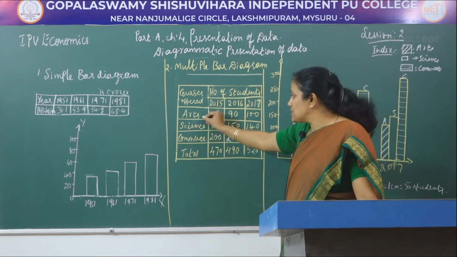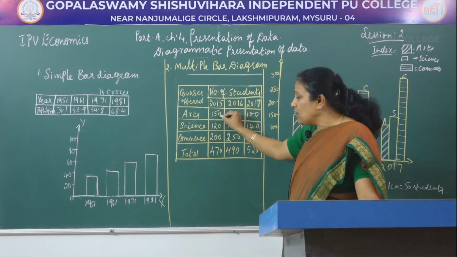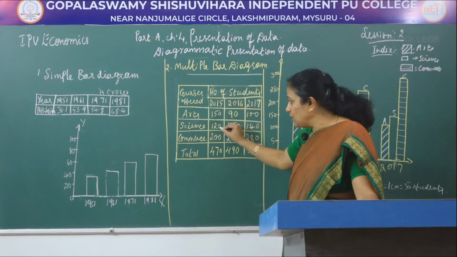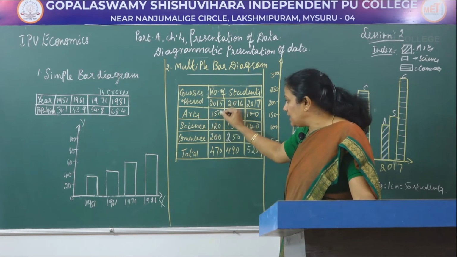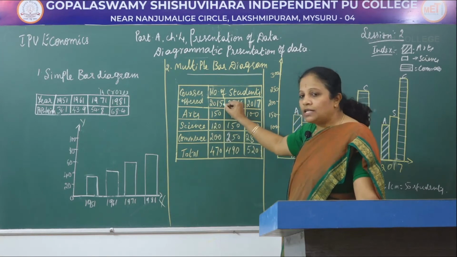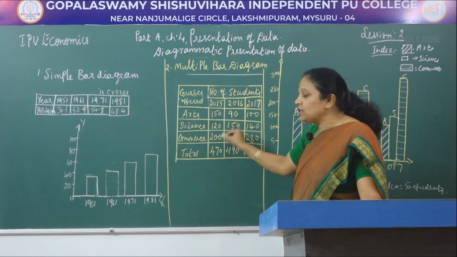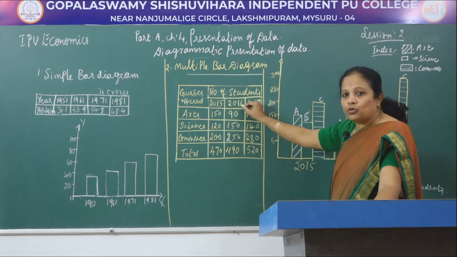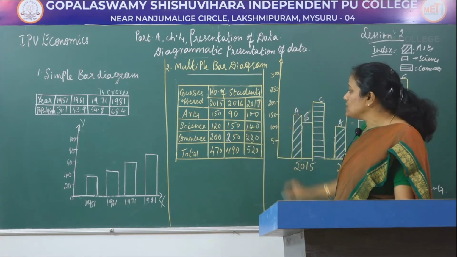In the arts section in 2015, 150 members were there. In science in 2015, 120 members were there, and in the section of commerce in the year 2015, there were 200 students. So like this the details are given for 2016 and 2017.